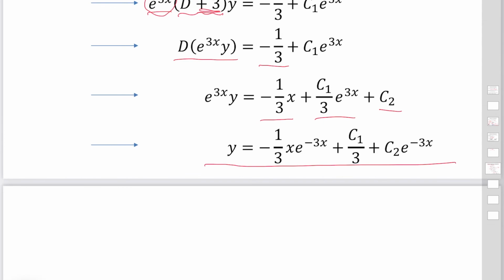In this section, I explained how to find a particular solution using variation of parameters. Okay, this is the end of this session.